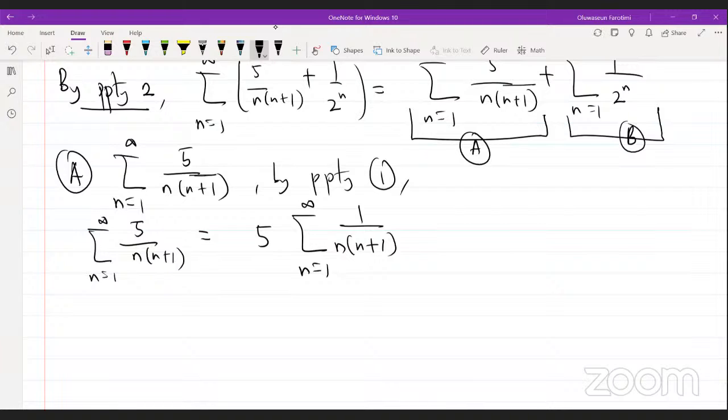Now, how do you solve this guy? Just like the example we did above, where you do partial fractions. So this guy itself is equal to 1. So this is 5 times 1, which is 5.